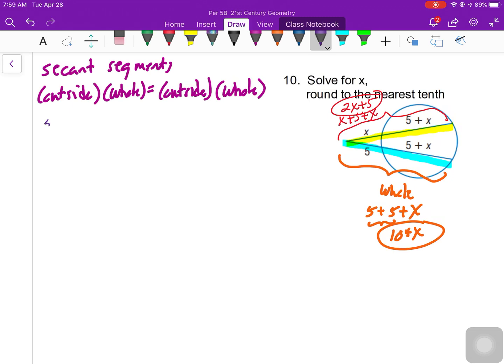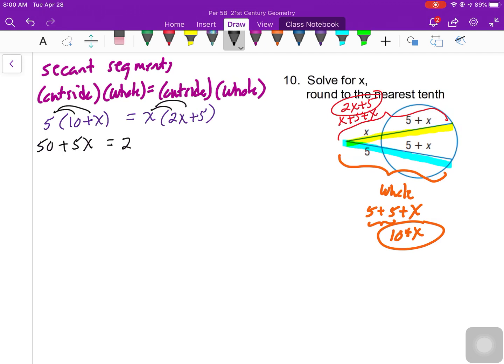Let's start out with the blue one. So for the blue one, the outside is 5, and the whole length was 10 plus x. For the yellow one, the outside was x, and the whole length was 2x plus 5. Now comes the algebra, distributing: 50 plus 5x. On the right side, distributing: 2x squared plus 5x.